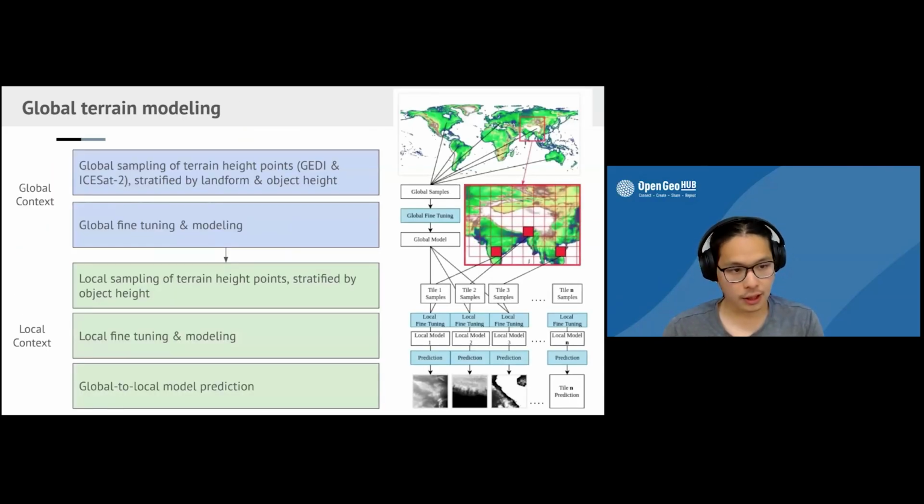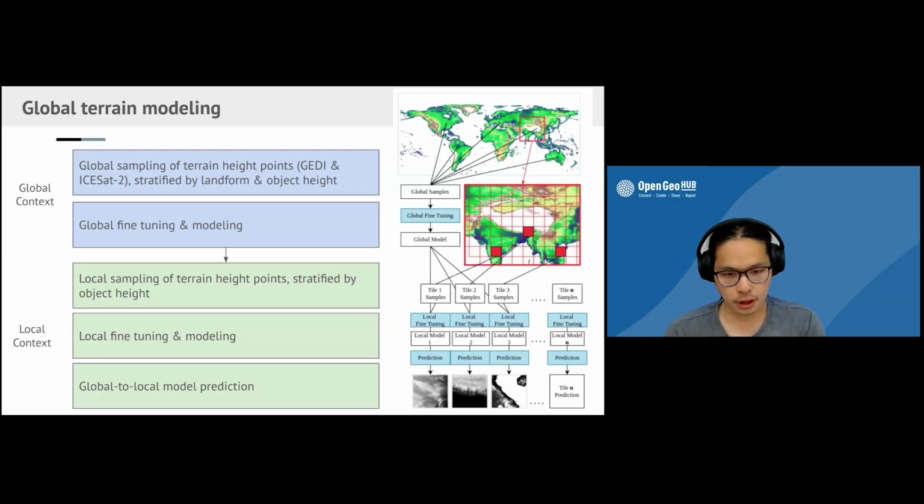Okay, next one. Leveraging our spatial temporal blocking, we developed this methodology. We split the modeling into two steps. One is the global modeling, which samples using stratification of the landform and object height. So you have a global representative of different types of terrain and different types of trees and buildings throughout the whole world. And we do the global tuning and modeling.